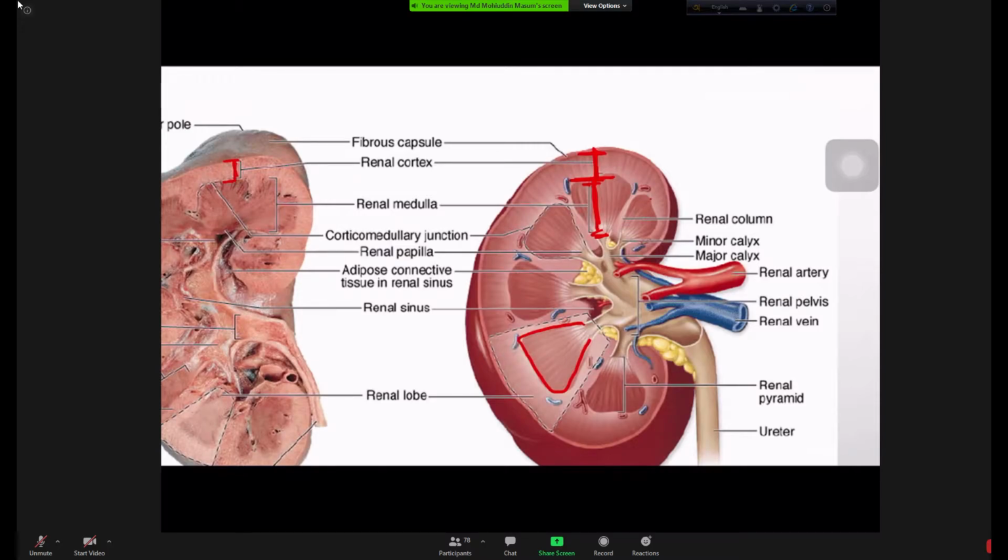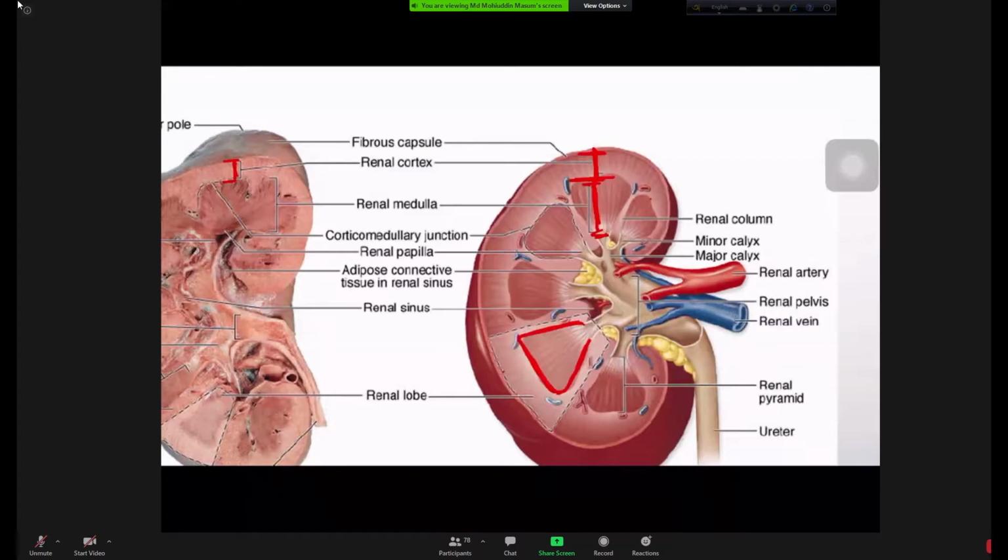So one renal pyramid and a cortical arch will make a renal lobe. Not only the cortical arch, because of the interlobar part, half of this will come here. So half of each of these, the renal pyramid, and these are the cortical arch, and these are the renal cortex. These are the renal column. So this gap is the renal column.